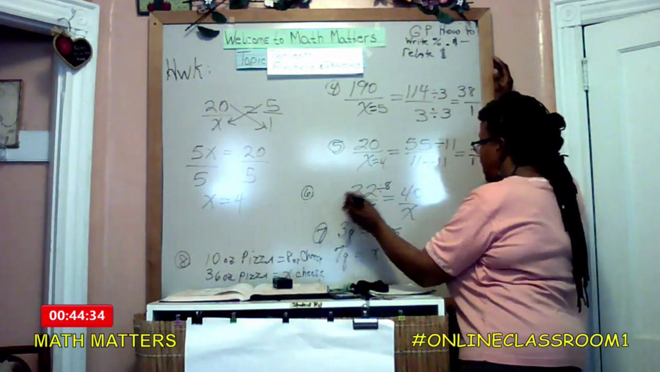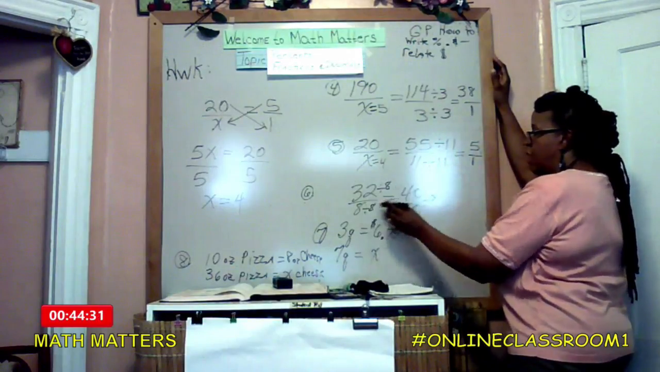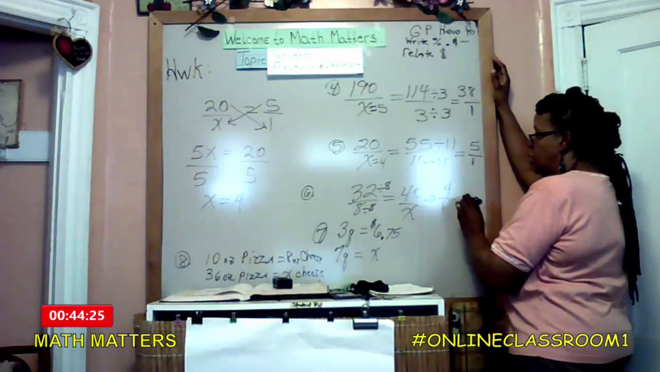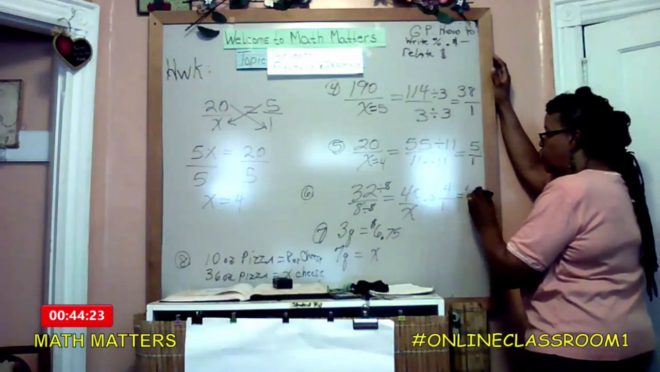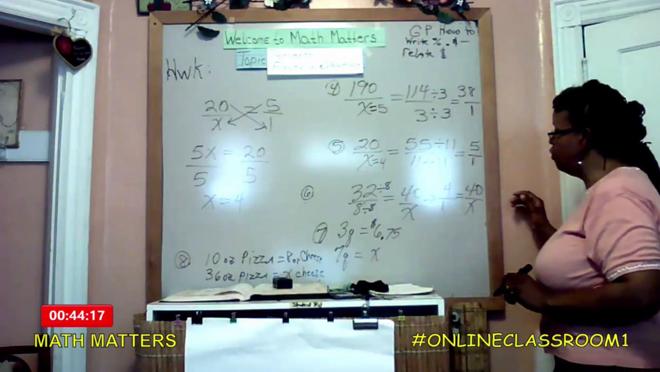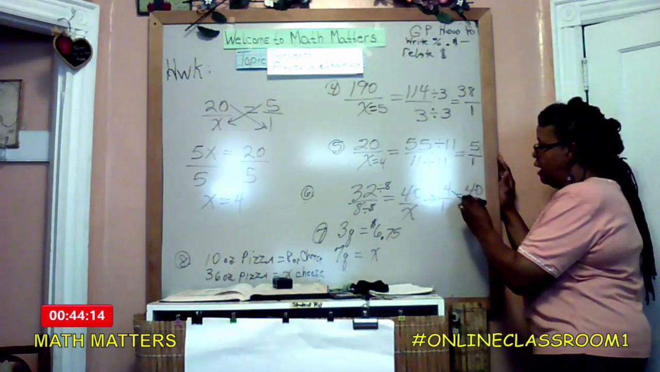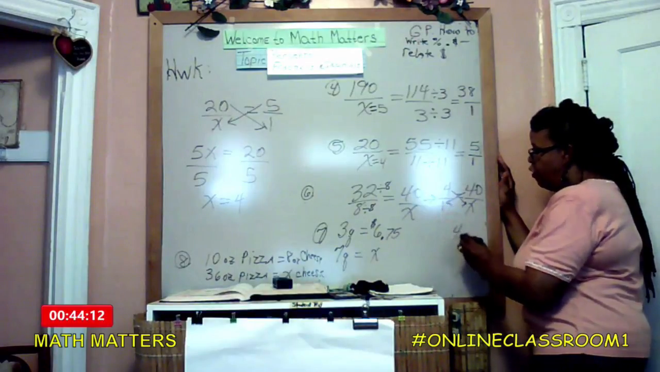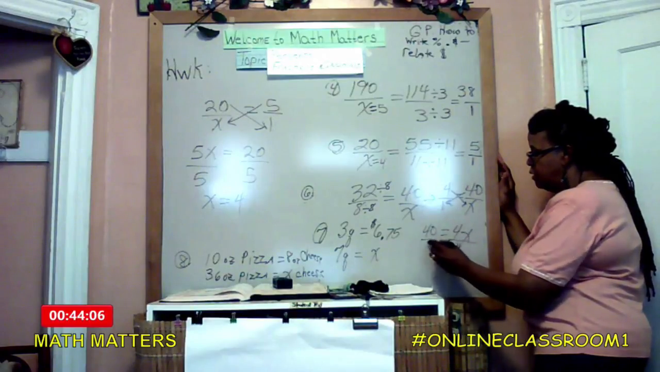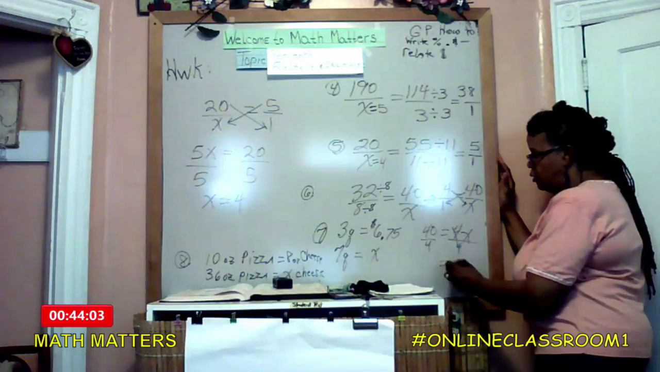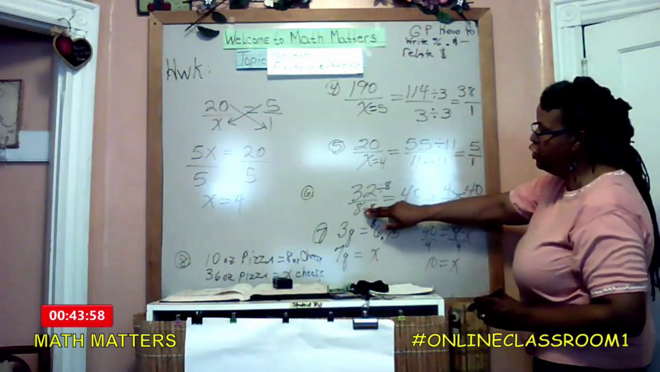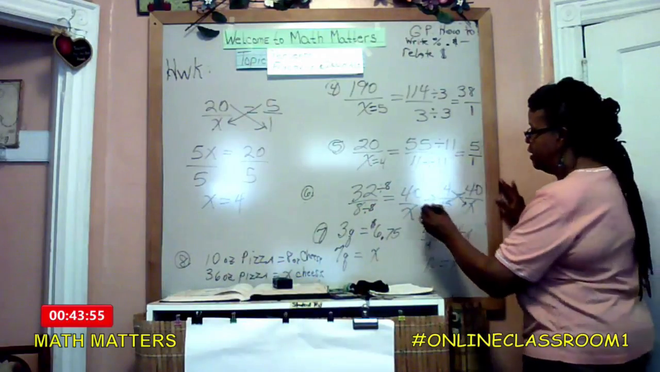8 divides 8, 1. 32 divides 8, 4. Does that equal 40 over x? Or we need to make it equivalent to 40 over x. Oh, I can see the answer right now. Beautiful. 4x is equal to 40. Divide 4 on both sides. 4's cancel and x is equal to 10. So what are we saying? We are saying that 32 is to 8 as 40 is to 10.